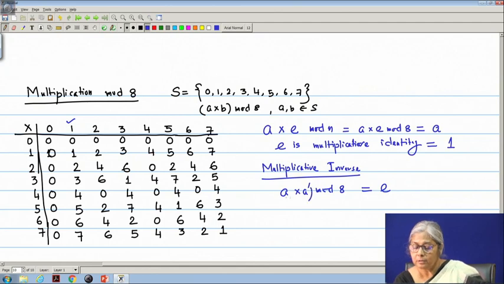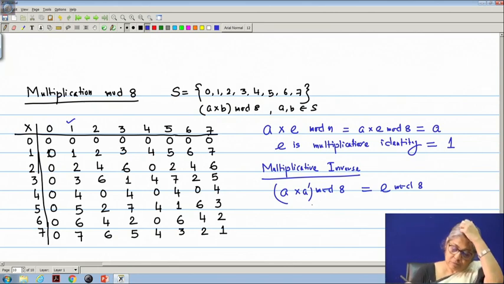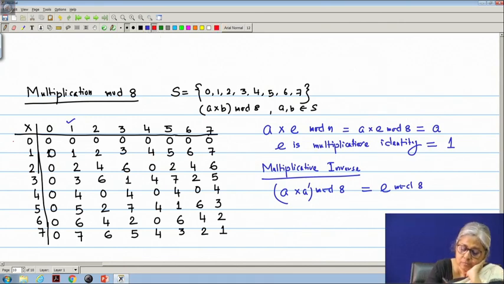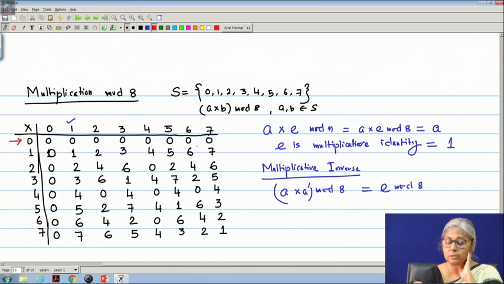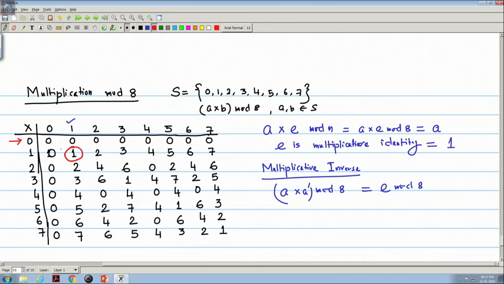Okay. I write A into A dash is A modulo 8. So, now we see that A dash is 1. For 0, if I multiply everything it will be 0. So, from 1 to 7, for 1 we are getting the identity, that 1 into 1 is the identity.